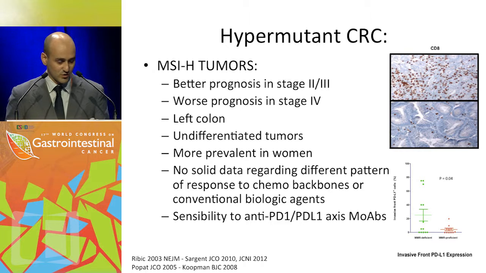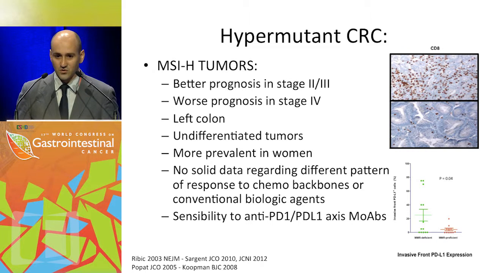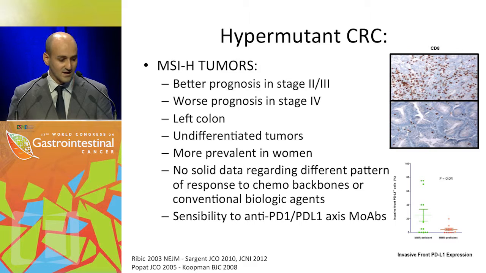If we pay attention more specifically to the mismatch repair deficient tumors, we see that they have a better prognosis when localized, but on the other hand, and this is very interesting, a worse prognosis when metastatic. They are enriched in the left colon, tend to be more undifferentiated tumors, and are more prevalent in women. However, we don't have solid data regarding different patterns of sensitivity or response to classic chemotherapy agents, but on the other hand, they have demonstrated increased sensitivity to anti-immune checkpoint agents.